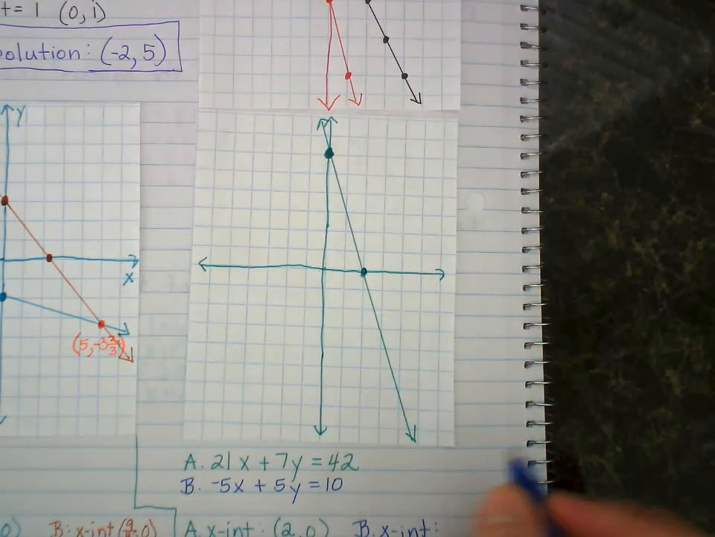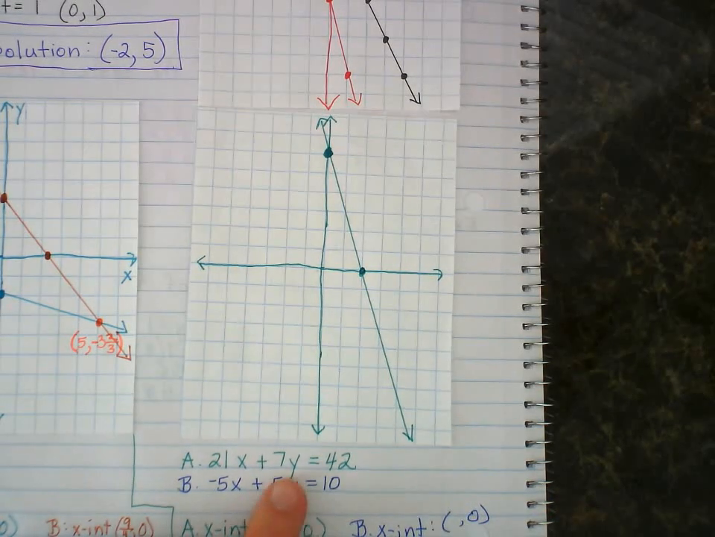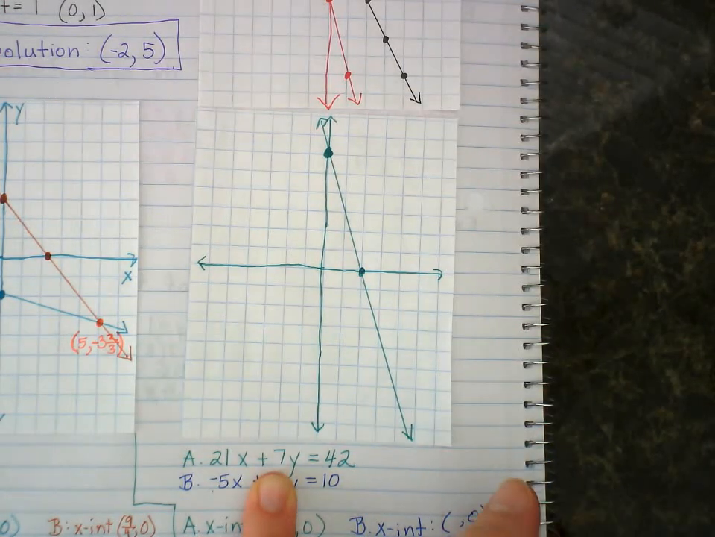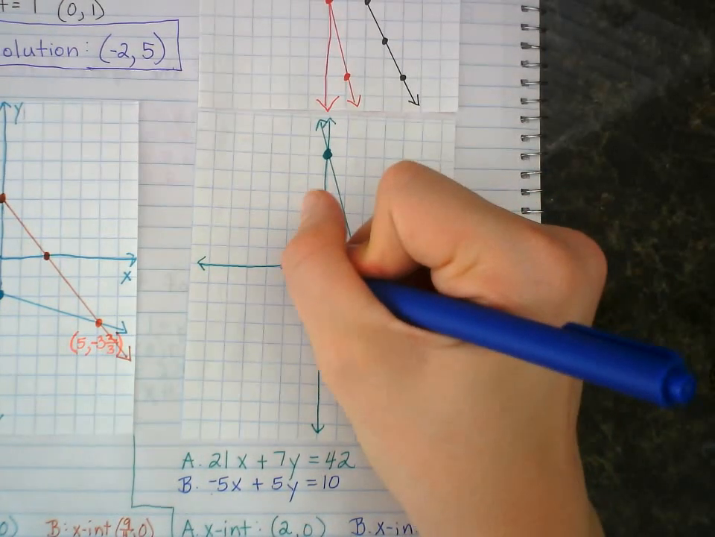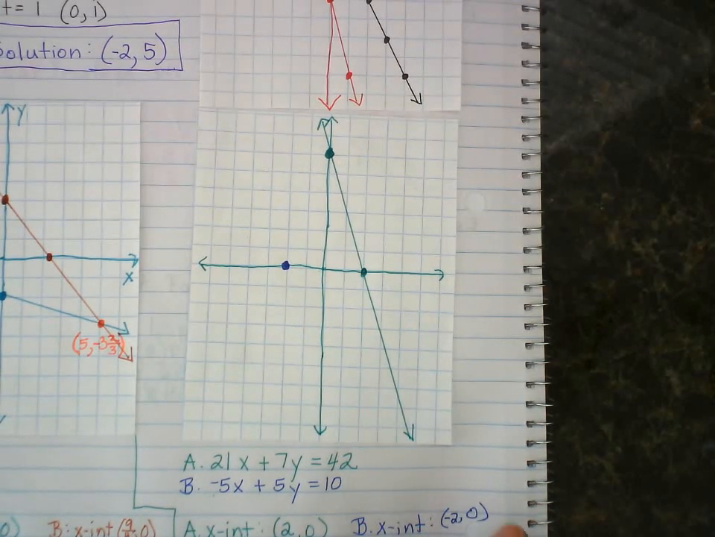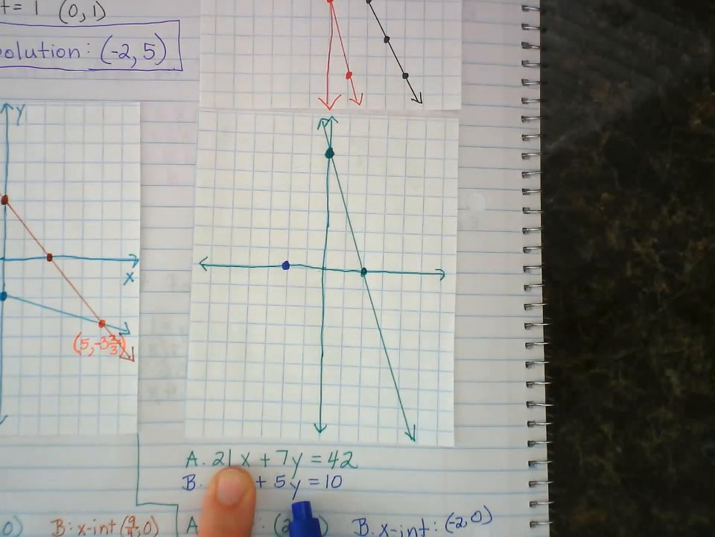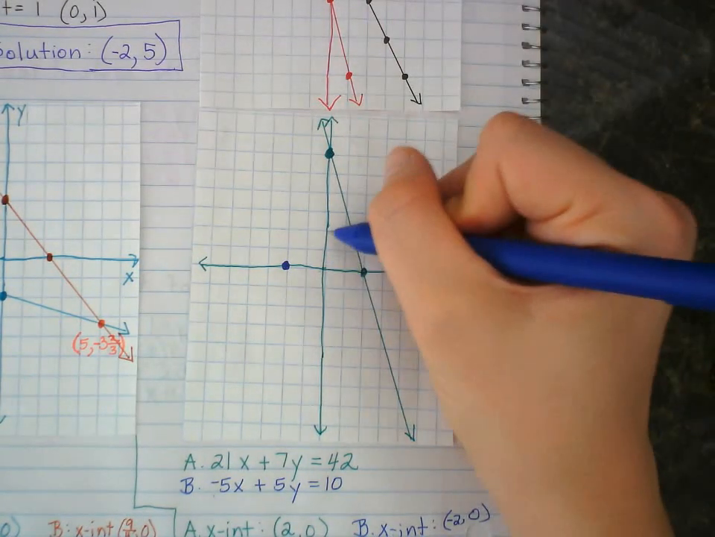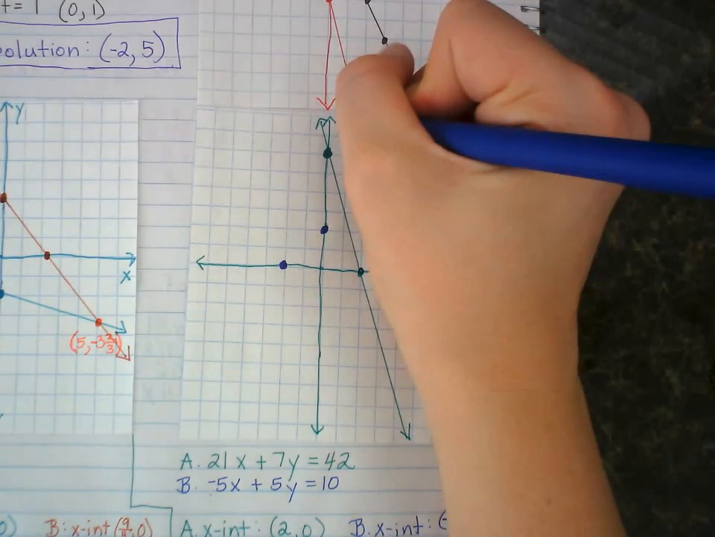Okay, X-intercept is when our y is 0. Cover it up. -5 times what number is 10? -5 times -2 is 10. So -2, 0. X-intercept, we're on the x-axis. Y-intercept is when our x is 0. Cover it up. 5 times what number is 10? 2. 0, 2. We're on 2 on the y-axis.